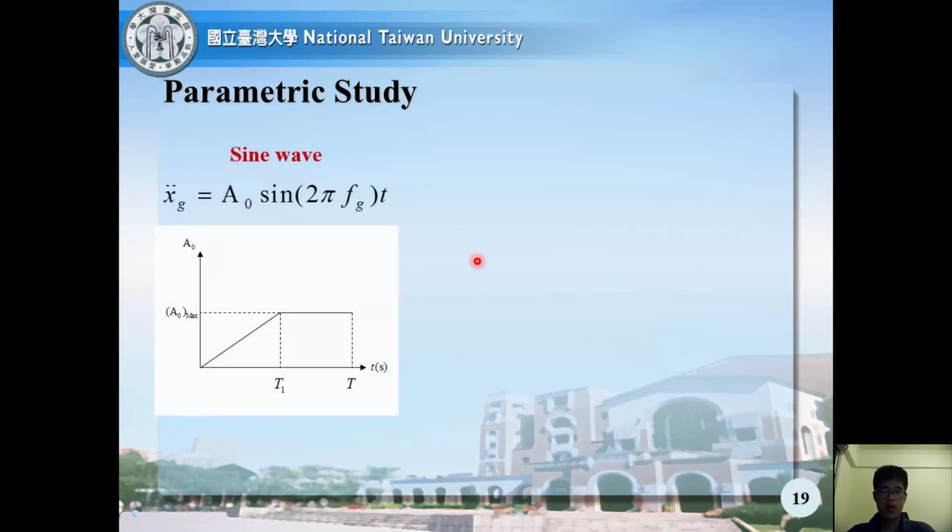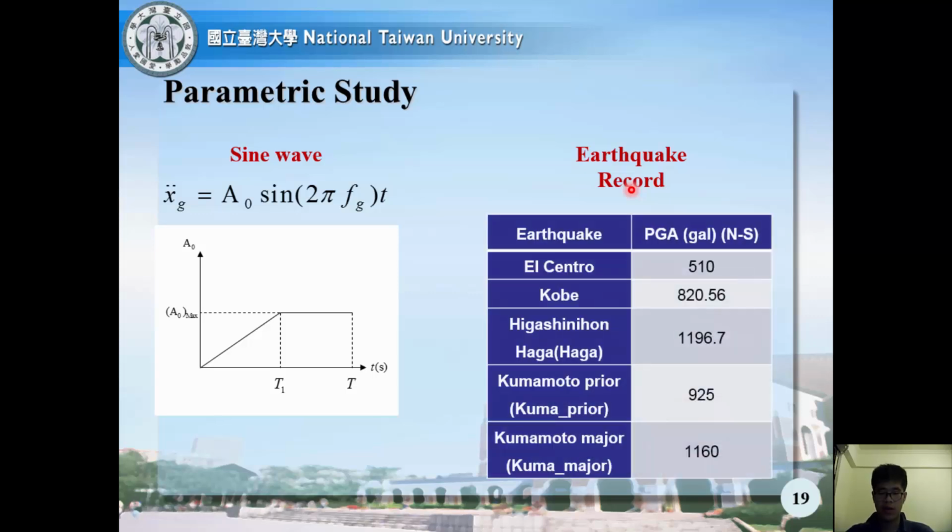So first of all, in order to know the steady-state response of our system, we'll first exert a sinusoidal wave to our system. And from this figure, we may see that the amplitude of the sinusoidal wave is gradually increased until it reaches our PGA goal. And then later on, in order to discuss the transient response of our system, we'll further exert 5 different earthquake records toward the system. And then this table will show the PGA for each earthquake.